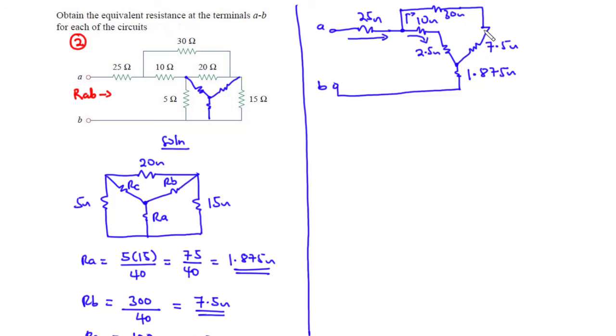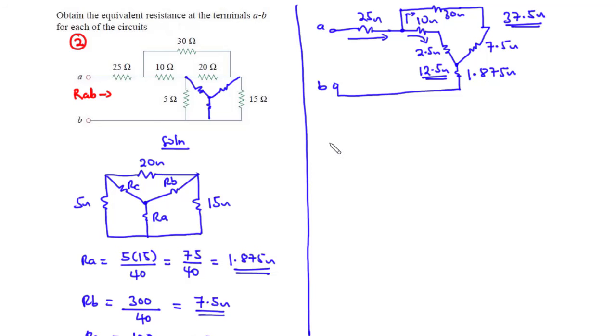So clearly this means that the 10 and 2.5 ohms resistors are connected in series, and also the 30 and 7.5 ohms resistors are also connected in series. So adding 10 and 2.5, we have 12.5, so 12.5 ohms, and then also 30 plus 7.5, we have 37.5 ohms.